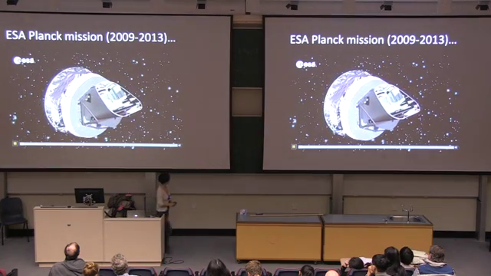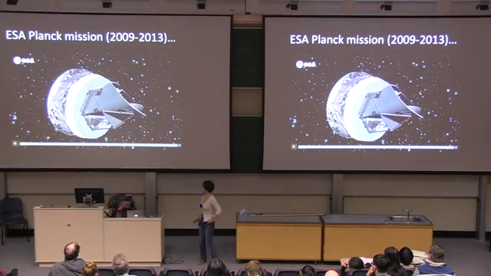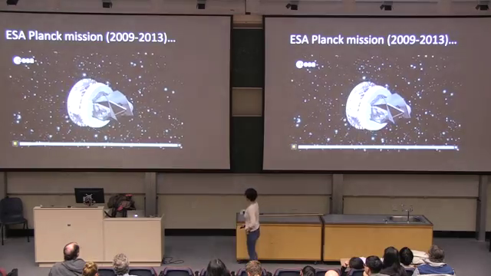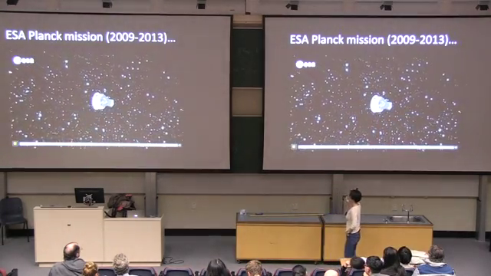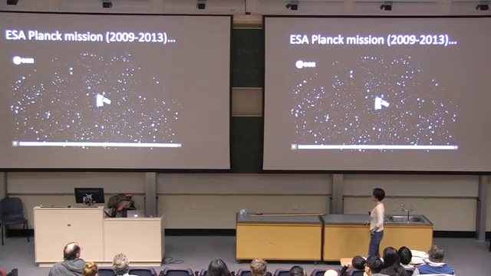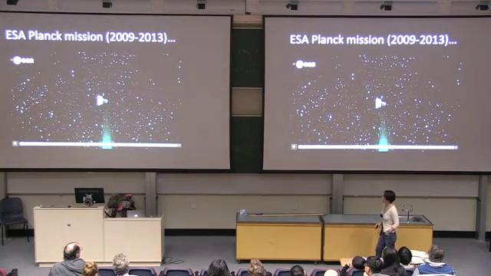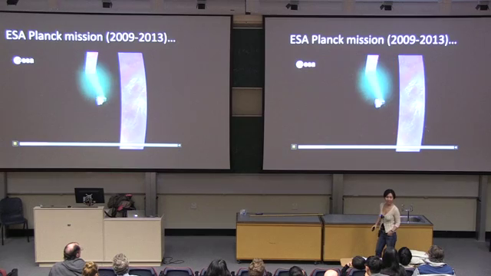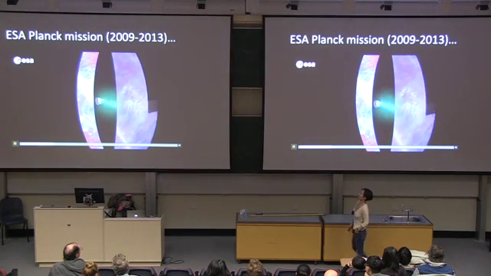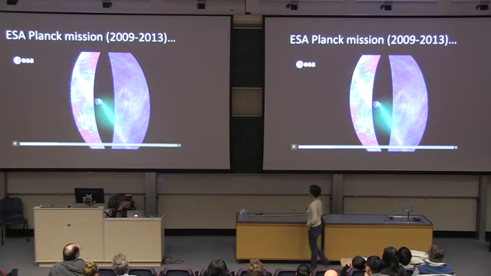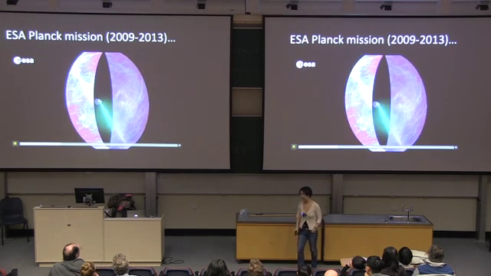So this is the Planck satellite. It was launched in 2009, and it traveled to the L2 Lagrange point, and from there started mapping out the CMB sky. This is an artist's impression of what happened. I mean, they didn't send a camera up there to follow the Planck satellite.